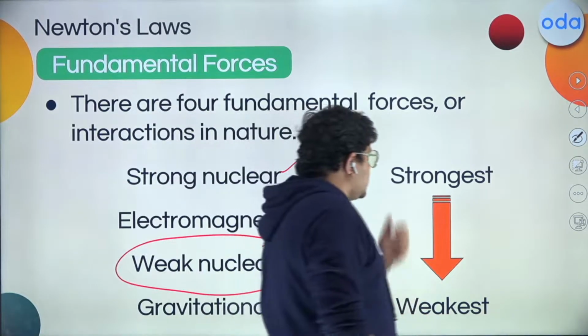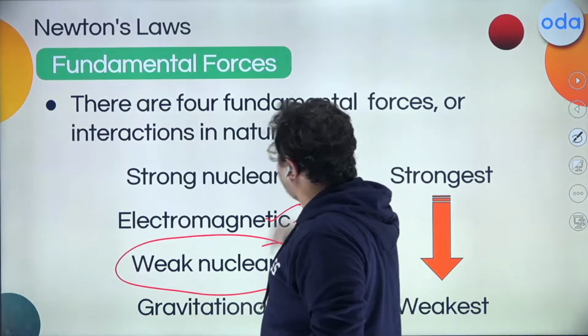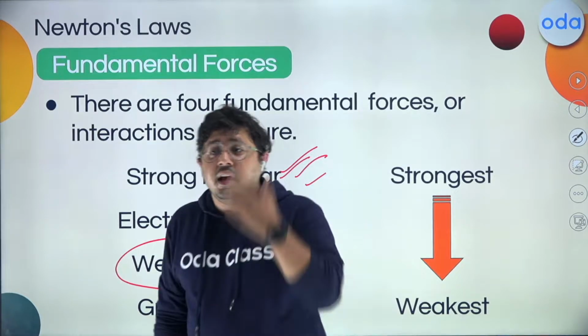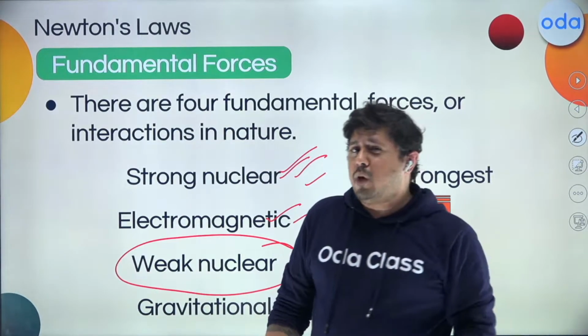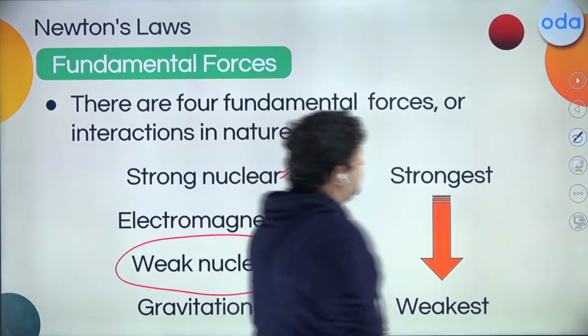So when it comes to the strongest to weakest, we already know that nuclear force is the strongest force in nature. That is why atomic bombs, hydrogen bombs, all these nuclear bombs are based on this force.